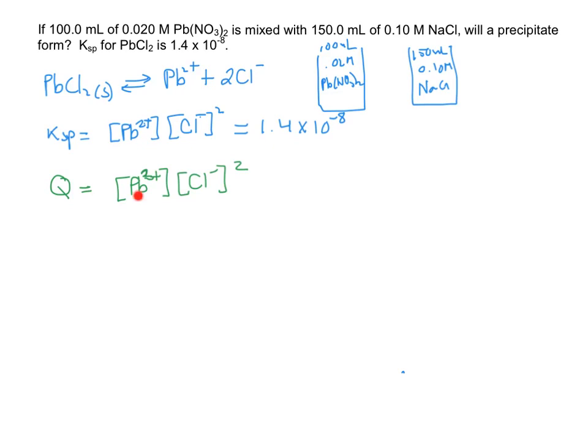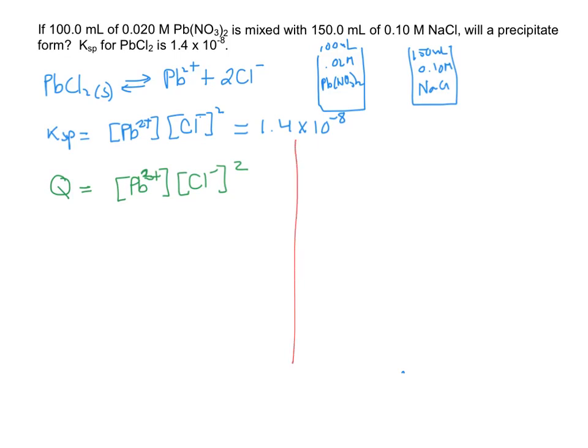So right now, I'm going to plug in the values for the Pb2+ and the Cl- concentrations. Now, it's not these concentrations. Why not? Because when I mix them, the volume changes. And so I have to figure out, when you mix these two solutions together, what is the concentration of the Cl- and what is the concentration of the Pb2+. So let me do that on the side.